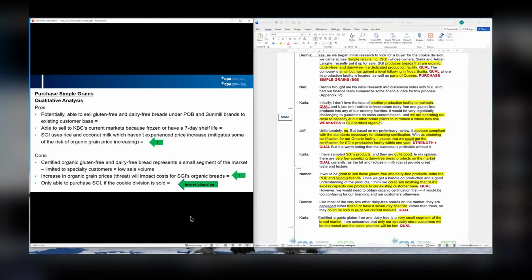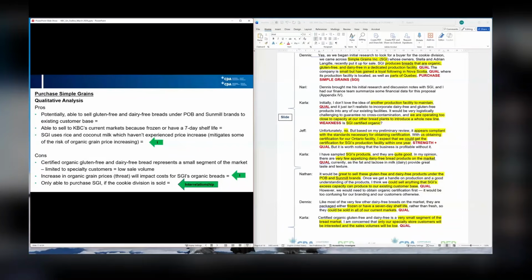So what are some more pros and cons? Quite a few. There's potentially the ability to sell gluten-free and dairy-free breads under BOP and Sunmill brands to the existing customer base. The ability to sell to KBC's current markets because their product is frozen or has a 7-day shelf life. Another really important pro is that SGI uses rice and coconut milk, which hasn't experienced those price increases. So that's going to mitigate some of the risk when it comes to the increase in the organic grain prices. So again, another really good example of integration.